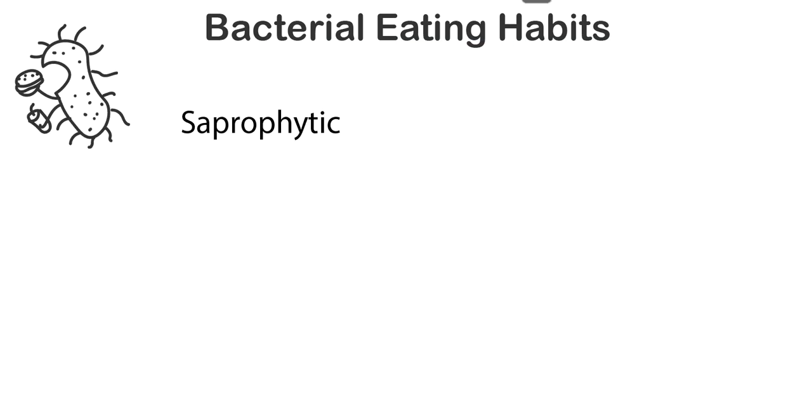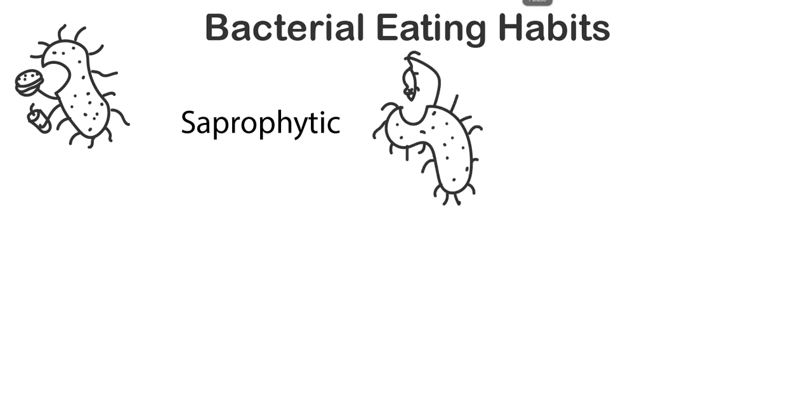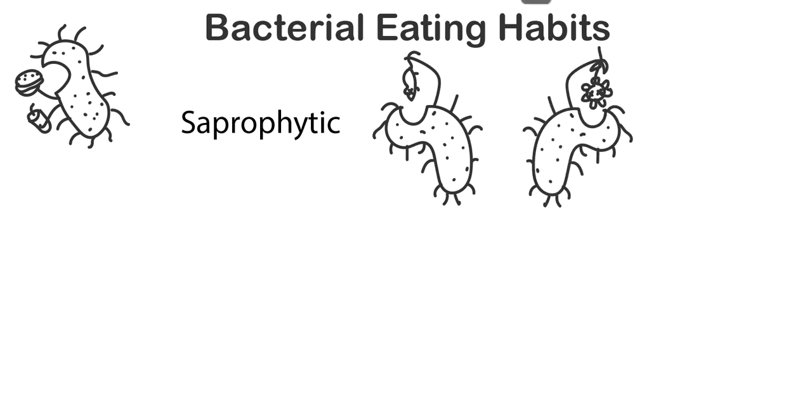A lot of bacteria are saprophytic. What does this mean? They eat dead things. So here's a nice little cartoon with a dead mouse. So saprophytic bacteria, and a lot of bacteria are saprophytic, eat dead things: dead animals, dead plants, and even each other. Why is this important? Well, bacteria eat dead things.